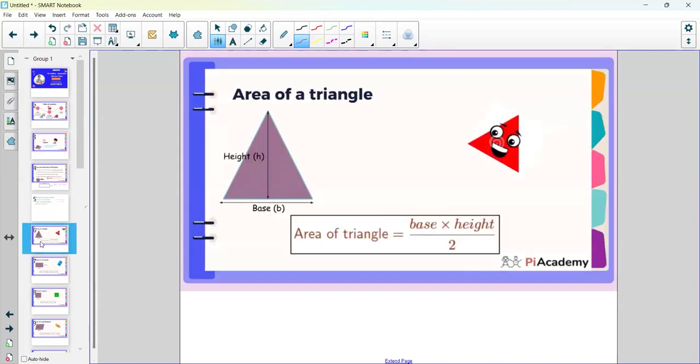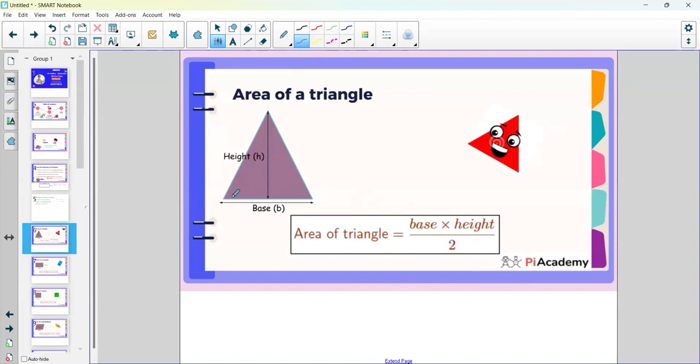Now let's look at some of the very simple formulas for areas of different shapes. All right, so let's start with a triangle. I guess everyone is familiar with this pretty simple formula of the triangle, probably one of the first formulas for areas which we will ever come across.